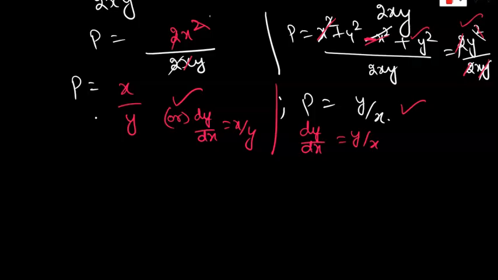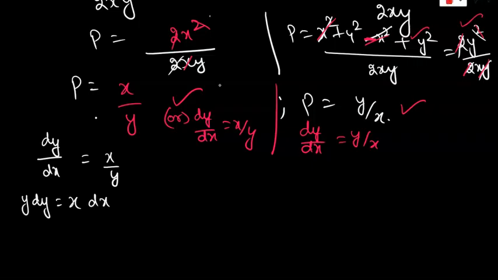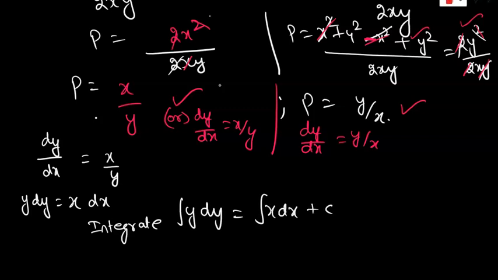What is the solution for the first one? dy by dx is equal to x by y. This I can write as y dy is equal to x dx. If I integrate this, integral of y dy is equal to integral of x dx plus some constant c. Y integration is y square by 2. X integration is x square by 2 plus c.